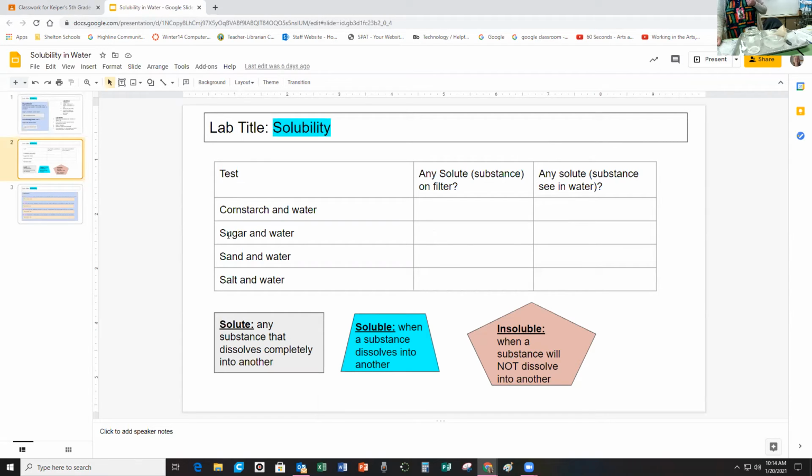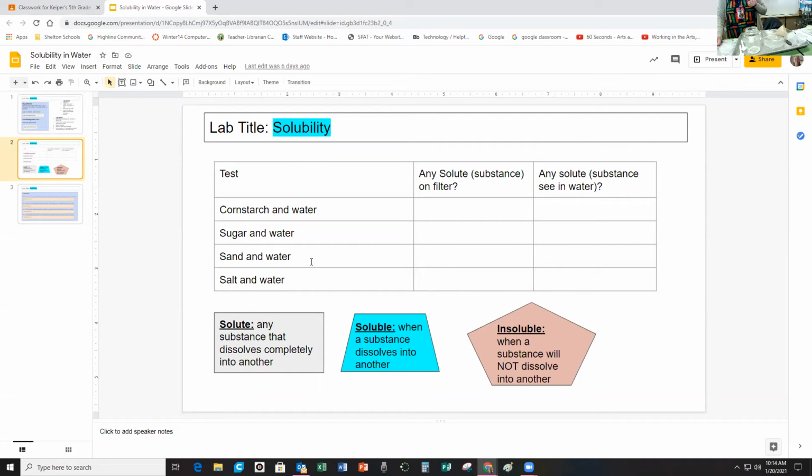Somewhat soluble. Sugar in water, any solute left on the filter? No. Any solute you see in the water? No. Okay, so that means it was soluble. Sugar was soluble when a substance dissolves into another.